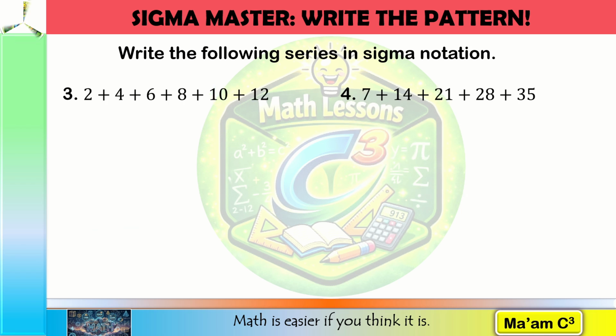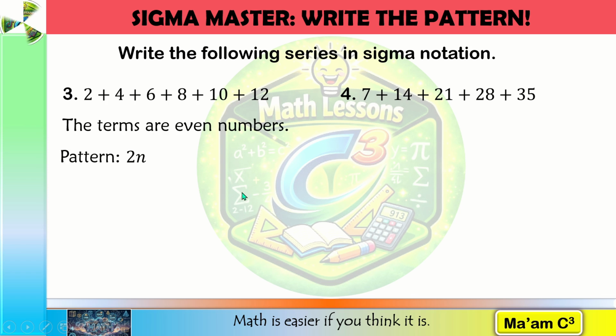Let's have some more. Number 3, 2 plus 4 plus 6 plus 8 plus 10 plus 12. These are even numbers. So our pattern would be 2n. 1, 2, 3, 4, 5, 6. There are 6 terms. The sigma notation for this would be the summation of 2n from n equals 1 to 6.